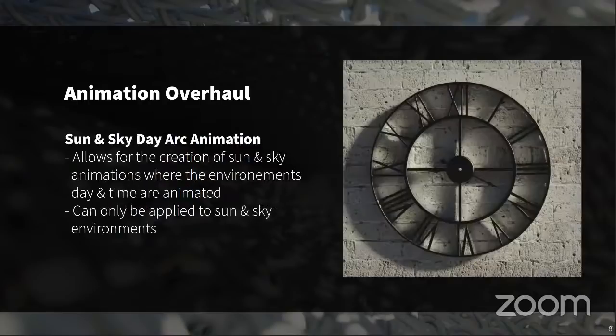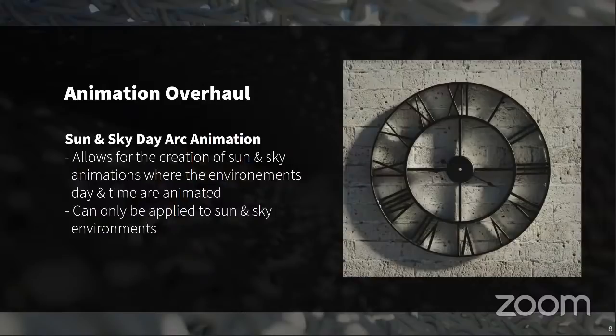So, sun and sky day arc animation. This is another great animation update to KeyShot. This new addition allows you to create animations where the environment's daytime is animated, essentially simulating the passage of time over a determined period. It's also important to note that this animation works specifically with sun and sky environments. So you would need to either apply one to your scene from the environments tab or set your background as sun and sky in the HDRI editor to use this specific animation.